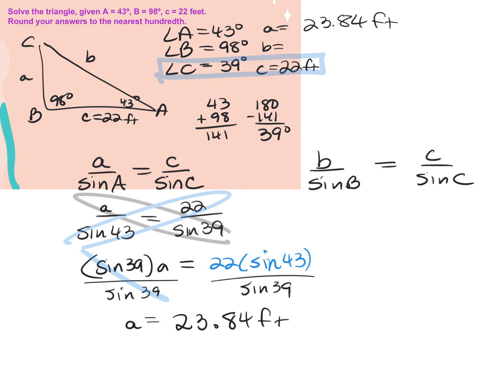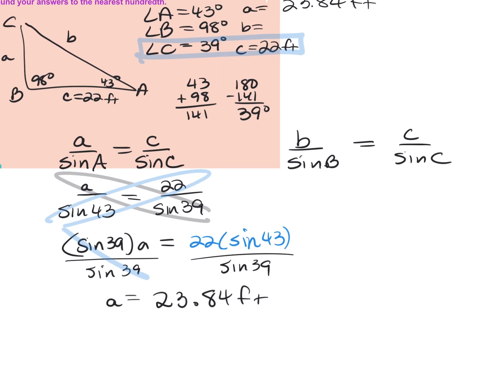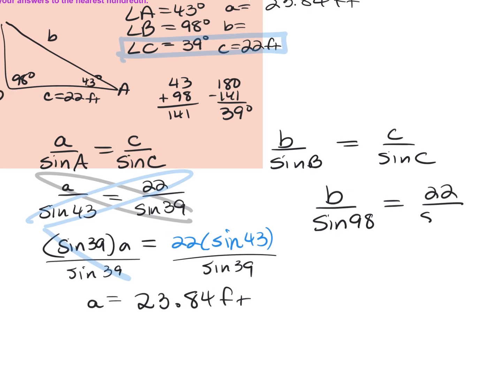So now let's fill in our numbers. I don't know side length B, but I do know angle B. That was 98. So B over the sine of 98. Side length C was 22. And angle C is 39. I'm going to cross multiply. B times the sine of 39 and sine of 98 times 22.